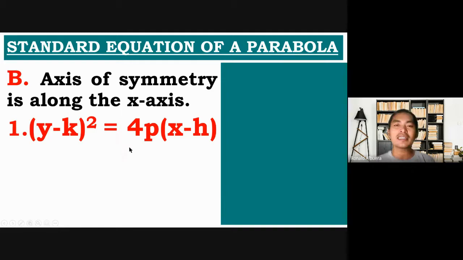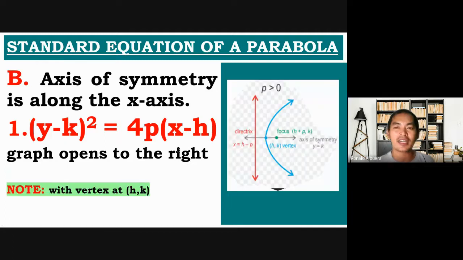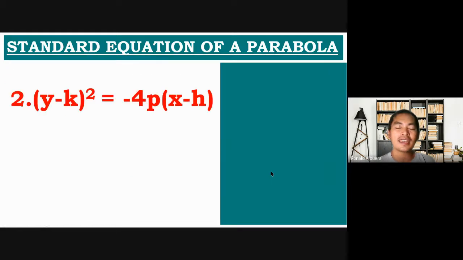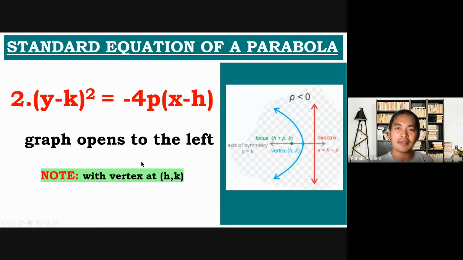Paano natin malalaman kung to the right? If the coefficient of x minus h is positive or x term is positive. So that opens to the right. And we have this illustration. Okay, another is, we have here the square of y minus k equals negative 4p times the quantity of x minus h. Opens to the left because ang may square na variable ay y at ang coefficient ng x ay negative. So yun lang tatandaan, and that's the example of the illustration of the graph.